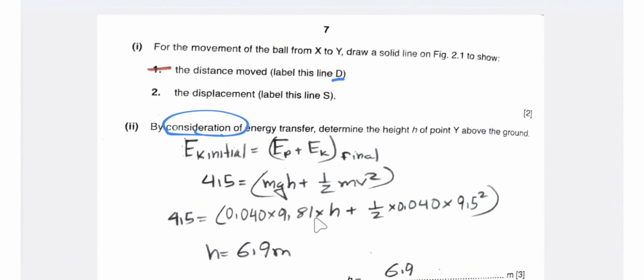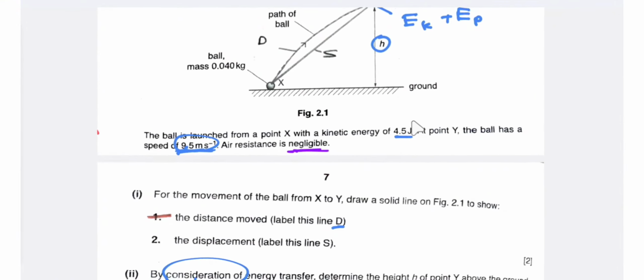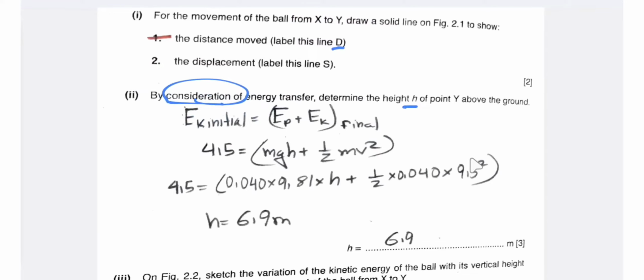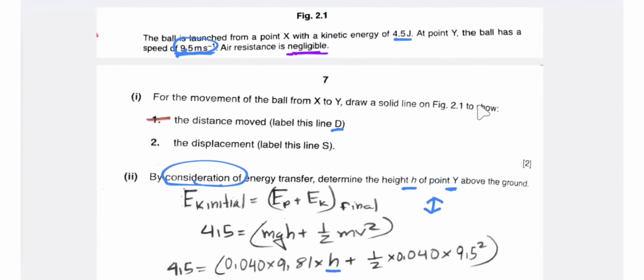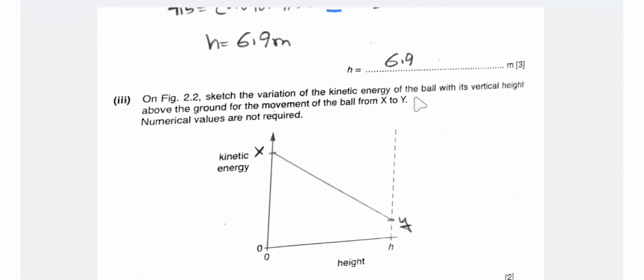So we know the value of mass, that is 0.040, and the speed at point y is 9.5 meter per second. After calculating we get the value of h as 6.9 meters, that is the vertical height at point y. Since this is a height, its unit is meter.